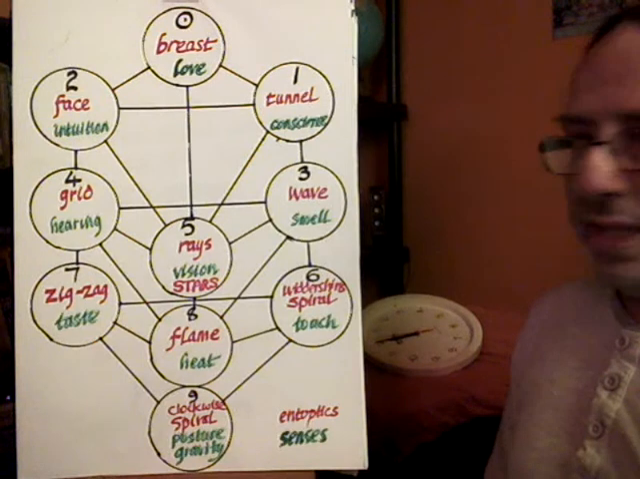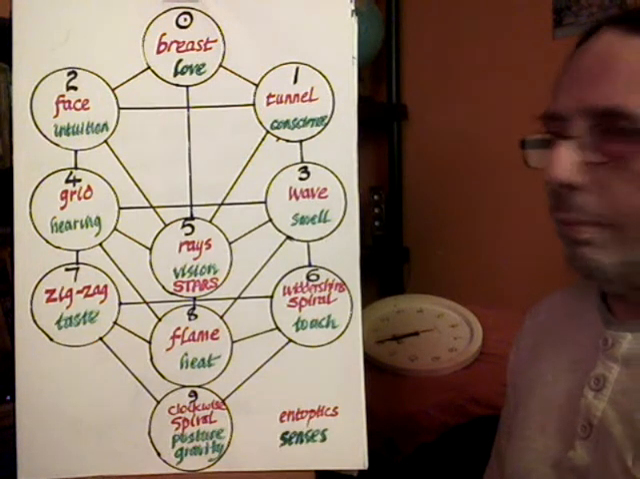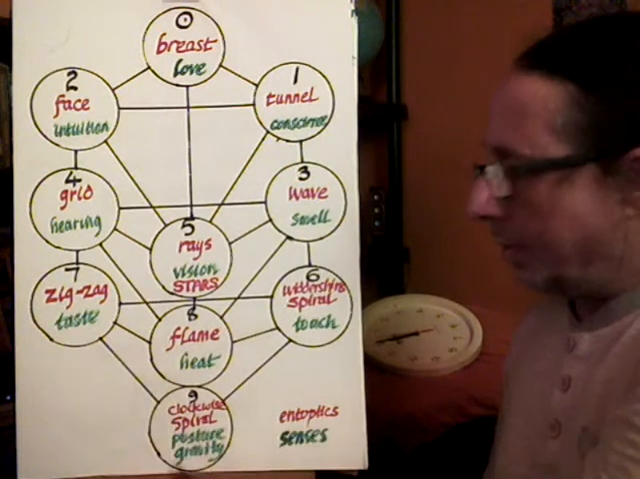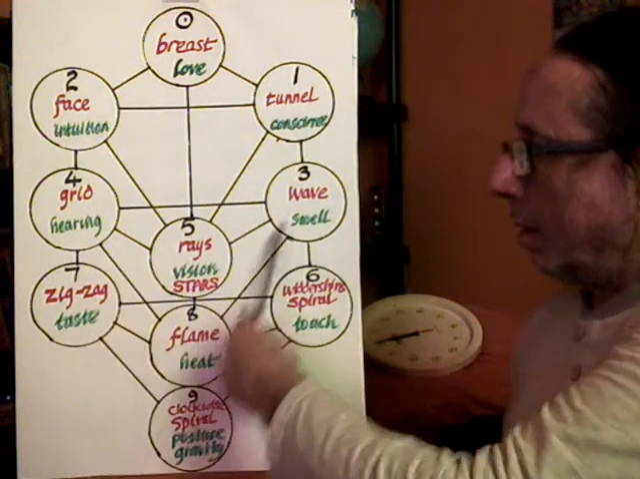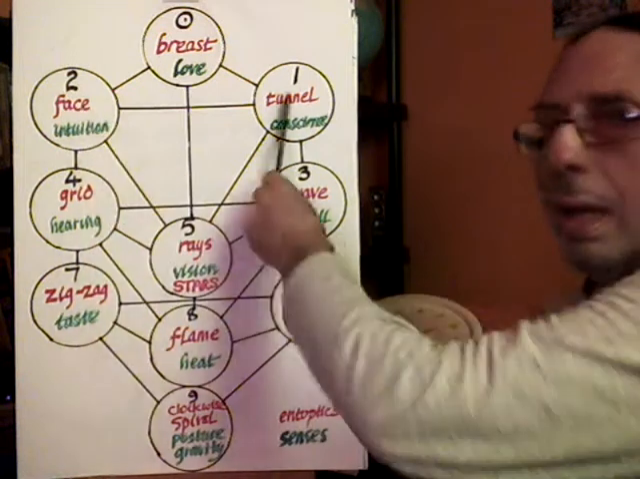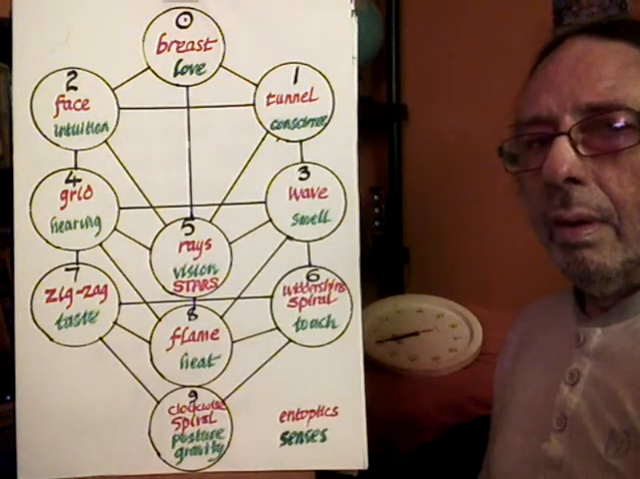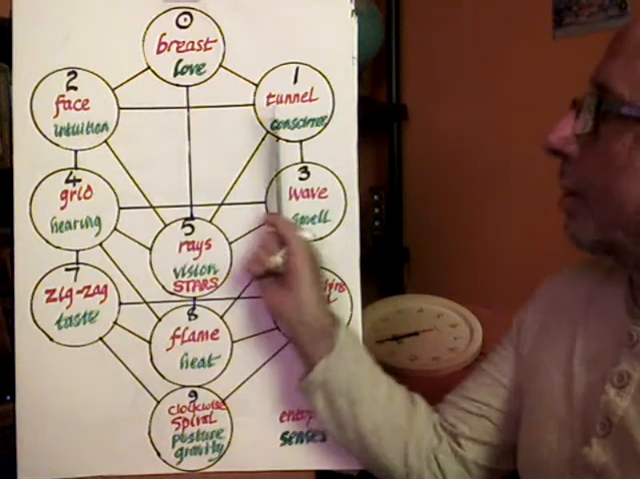63 is putting everything back in its place, agreed, and 64 is the image of where it's got to go. So there we have the 64 properties on the three triangles of the three signals: the pressure signal, the audio signal, and the video signal.